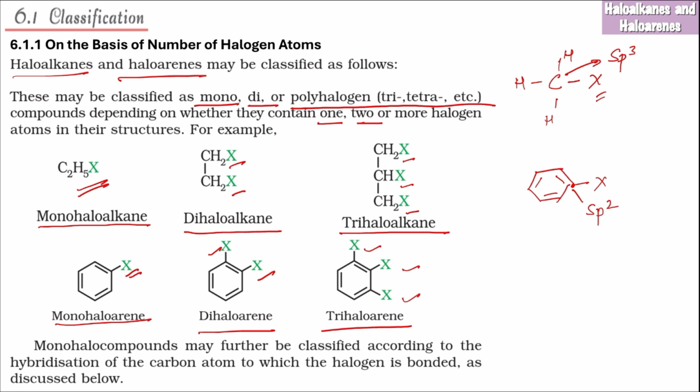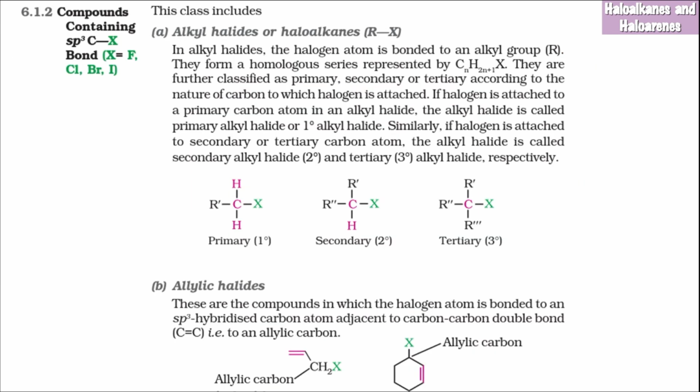Monohalo compounds may further be classified according to the hybridization of the carbon atom to which the halogen is bonded. So another classification is according to the hybridization of the carbon atom. Compounds containing sp3 carbon bonded to the halogen atom. The halogen atom may be fluorine, chlorine, bromine or iodine. First one is alkyl halides or haloalkanes.